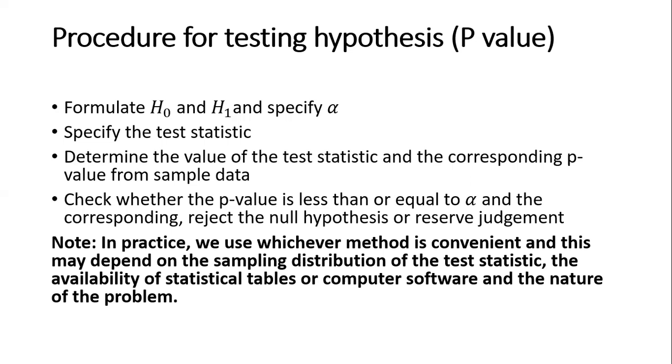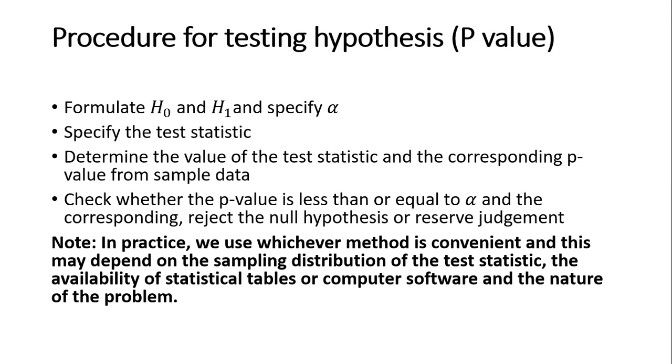In practice, we use whichever method is convenient, and this may depend on the sampling distribution of the test statistic, the availability of statistical tables or computer software, and the nature of the problem. When we were discussing last time in class, we said that of course you have a Z table, a t table, or a chi-square table. So the best method to use depends on which one is readily available.